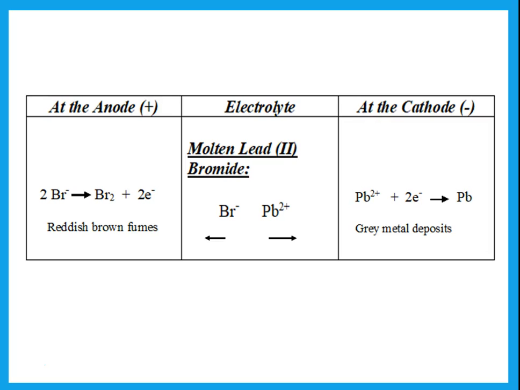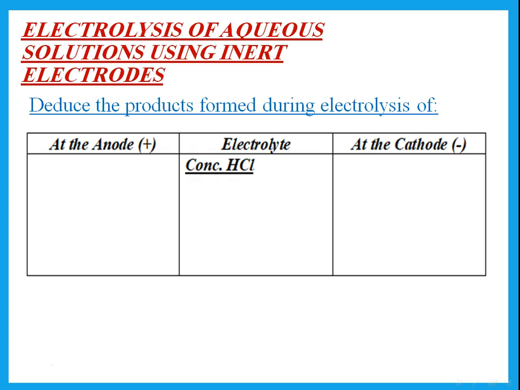Now that means if we say name the product at the cathode, it's lead. What is observed at the cathode is gray metal or deposits. Okay, so that was molten. Molten means I just have only the ions from the compound.